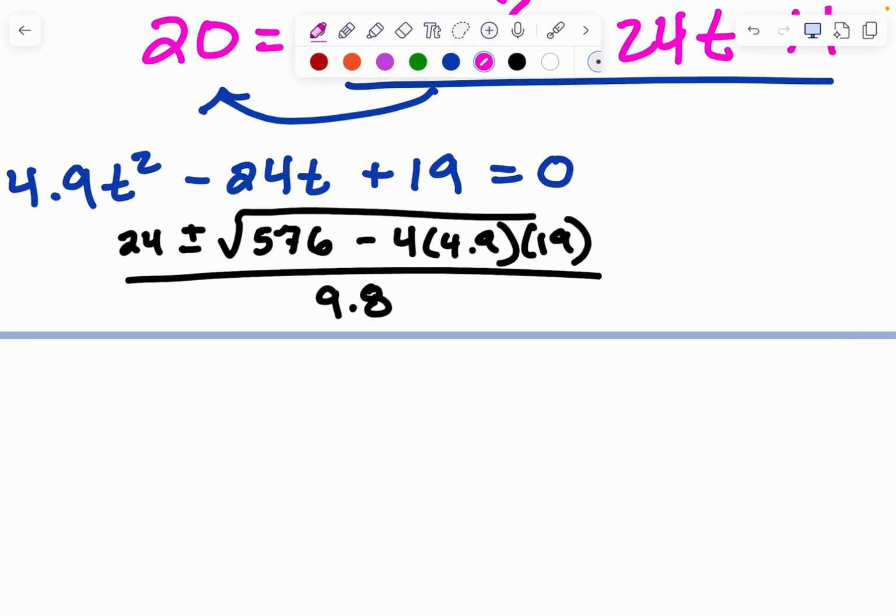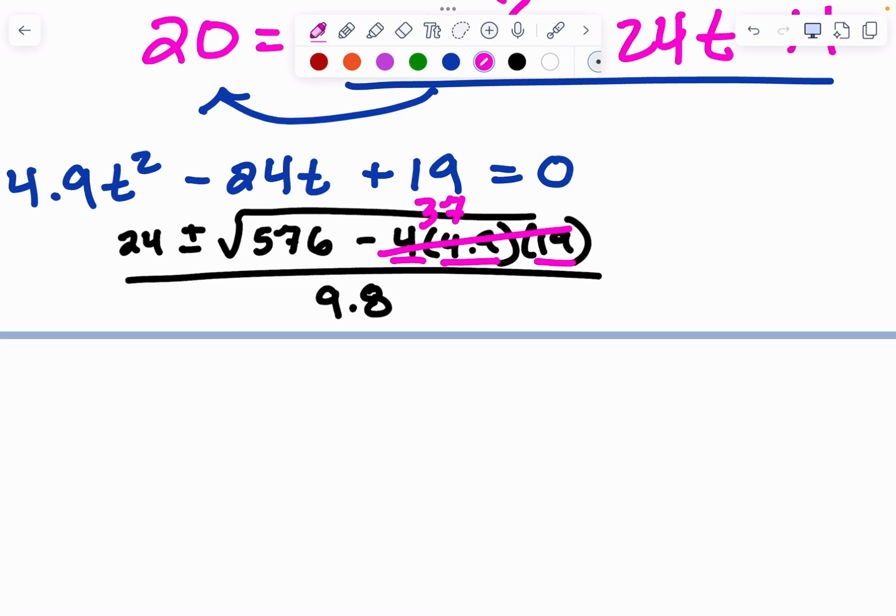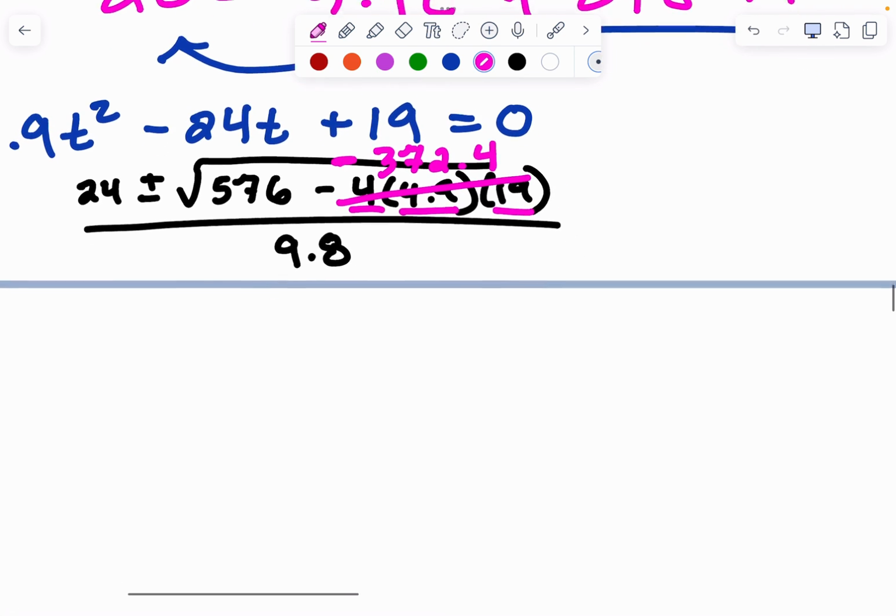Okay, we've got to do this. What's 4 times 4.9 times 19? A big number, but not bigger than 576. It's 372.4. Is that a positive or negative 372.4? You're subtracting it, right? So what's 576 minus that?